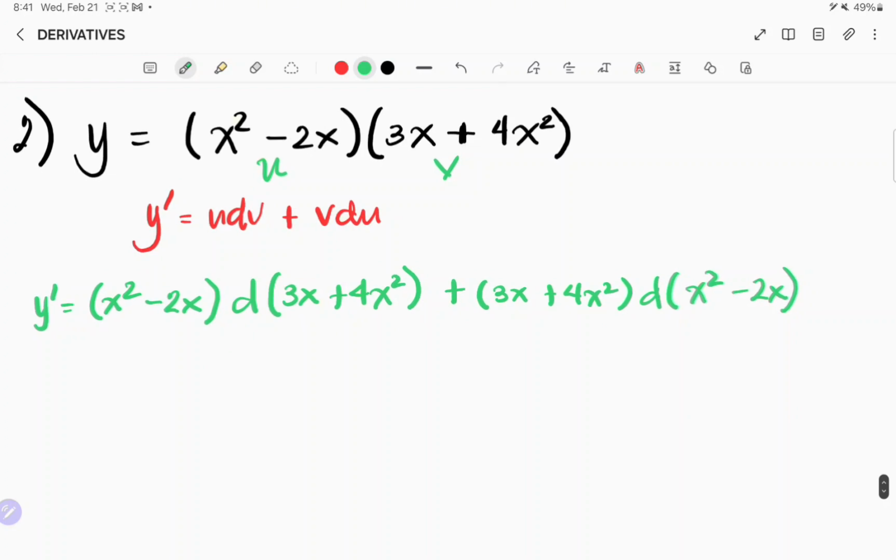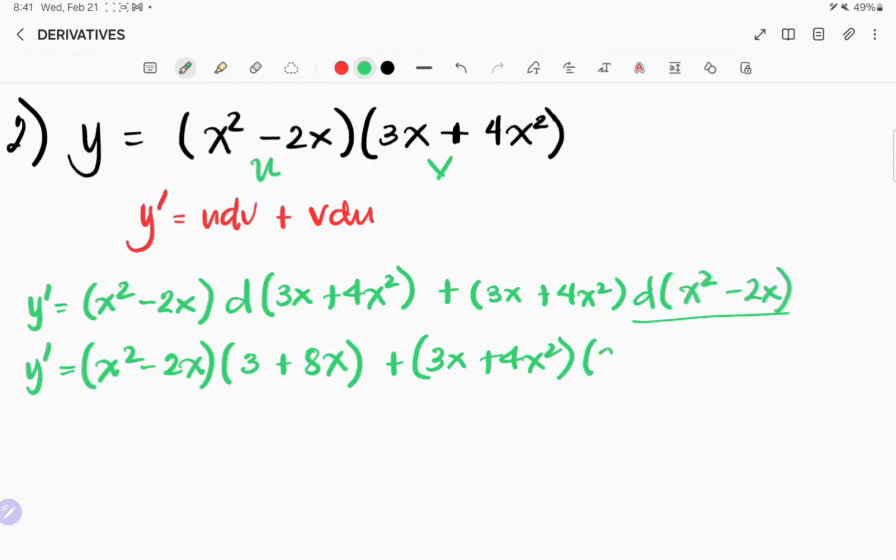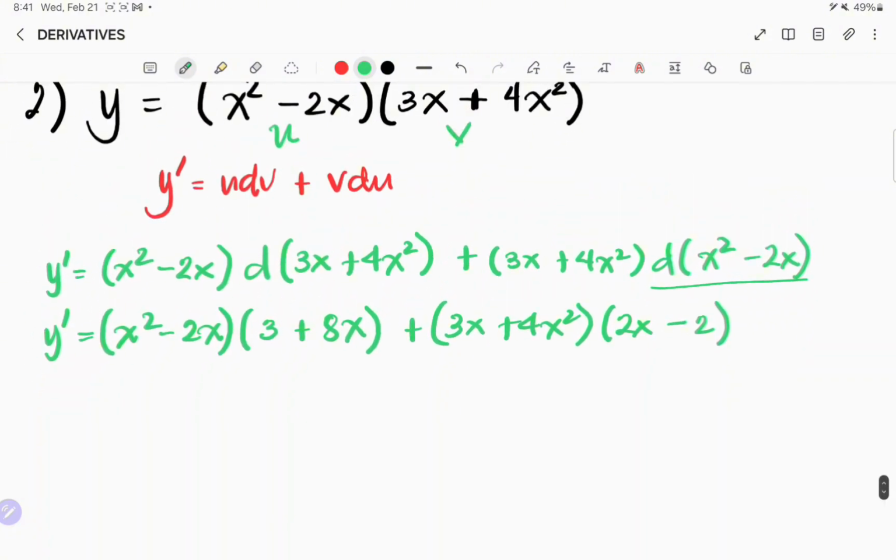So let's continue. Let's derive these quantities. So y prime is equal to x squared minus 2x times the derivative is 3 plus 8x plus 3x plus 4x squared. You have to copy that quantity and derive this. The derivative is 2x minus 2. Okay, so let's continue the solution.